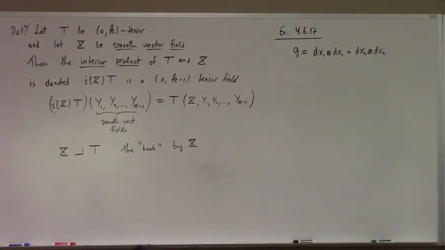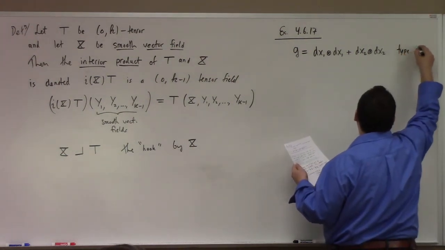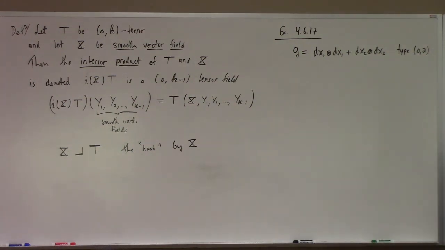All right. So this is a type (0,2) tensor. In fact, it's a type (0,2) symmetric tensor. I should give you guys homework about symmetric versus antisymmetric tensors, shouldn't I? Let's see here. Oh well.